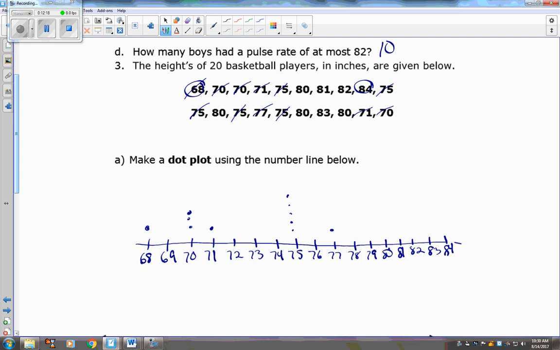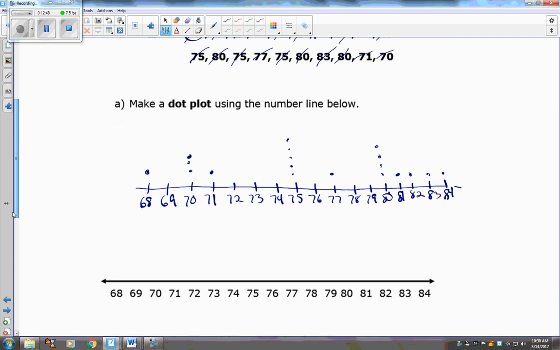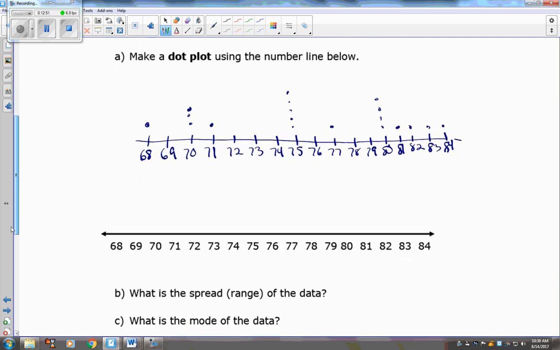All right, 78, I don't see any. 79, nope. All right, 80, there's 1, 2, 3, 4. Now, 81, I see 1. 82, there's 1. 83 has 1, as well as 84. And there's your dot plot. And I didn't see that the number line was already drawn.